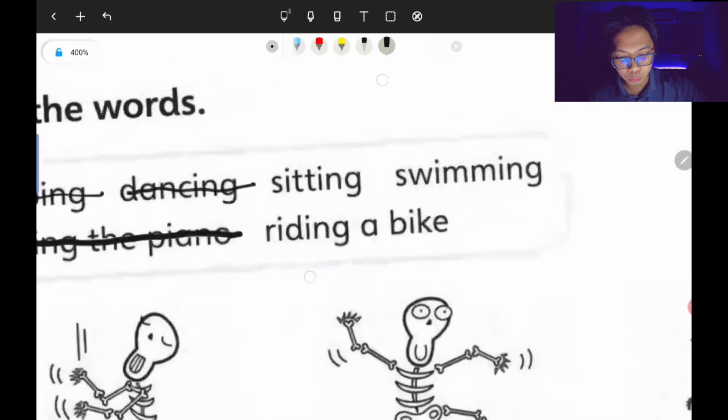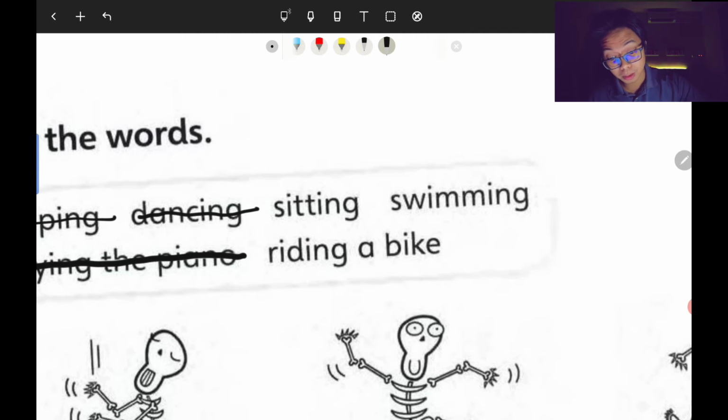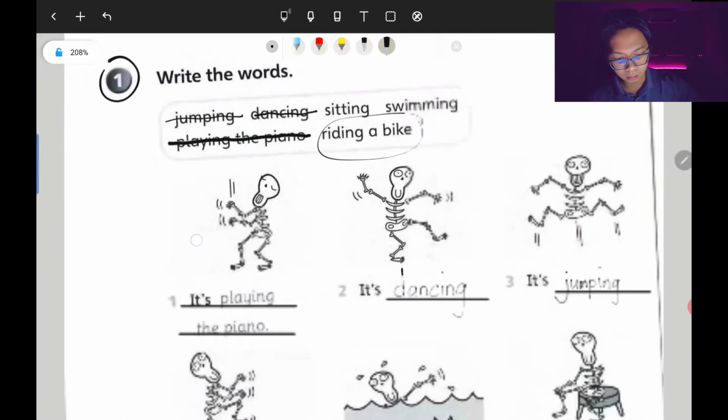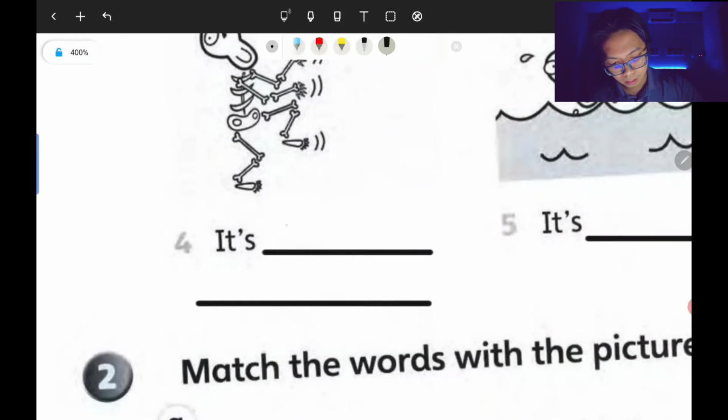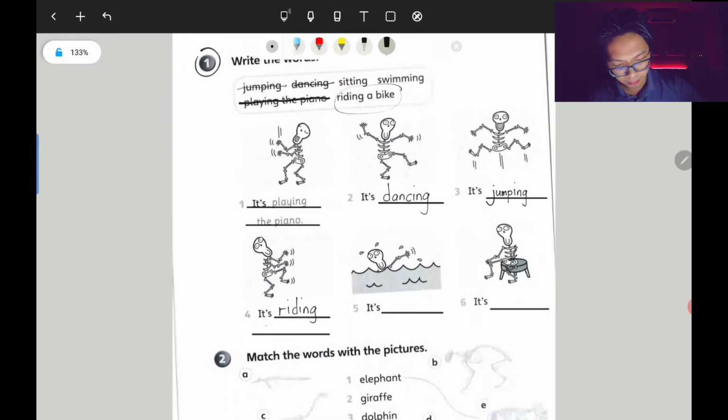So it must be which one? Sitting, duduk, swimming? No, it must be riding a bike. Menunggang basikal. So let's write this answer on this line, okay? Riding, let me use smaller pencil. Riding a bike. Menunggang basikal.